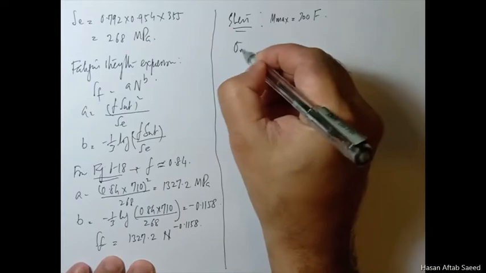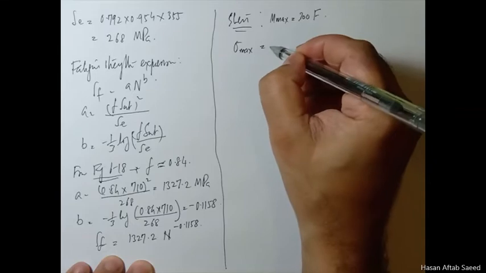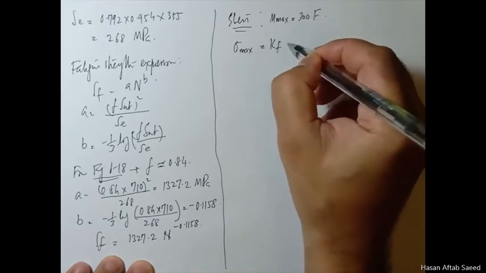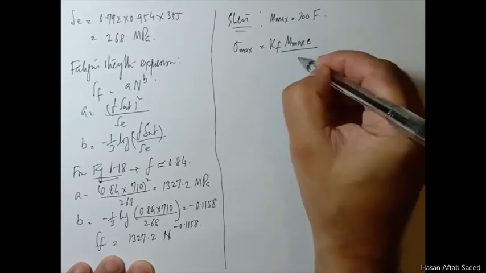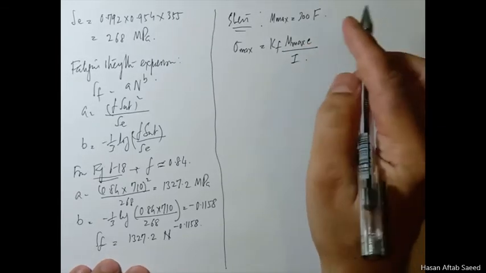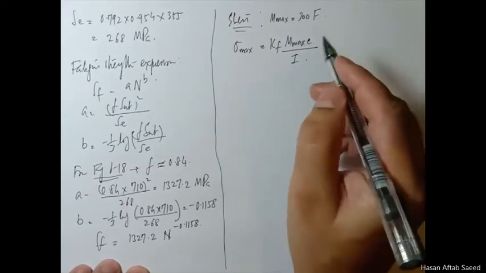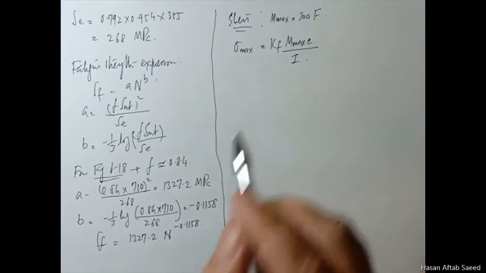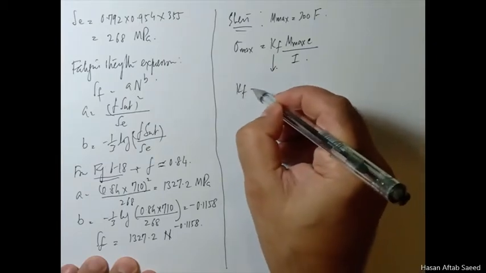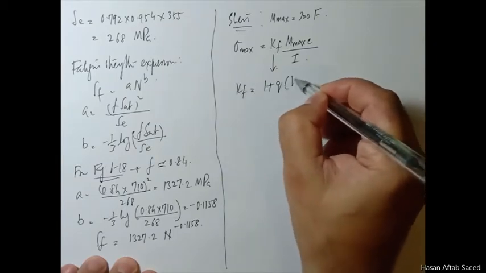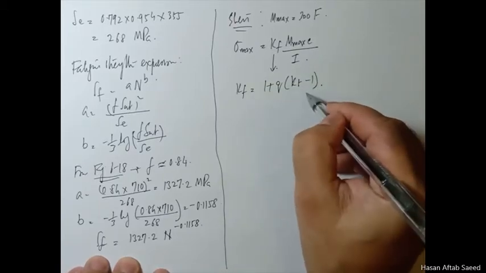Now sigma max, because bending stress is going to be relevant here, which is Kf again. Kf, fatigue factor of safety, M max c over I. Now this is a simple expression for this bending stress. And now we need to again talk about this Kf. Kf itself is nothing difficult: 1 plus q(Kt minus 1). Now we have to find out the values of q and Kt.